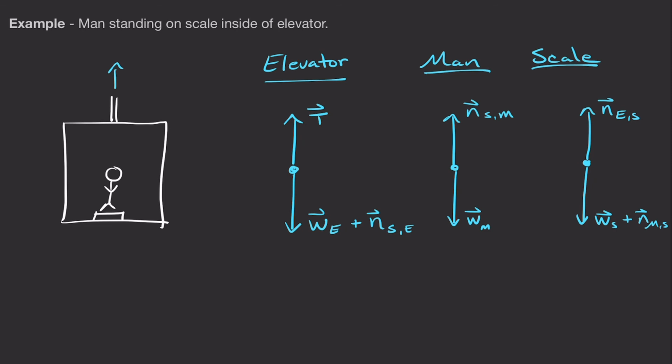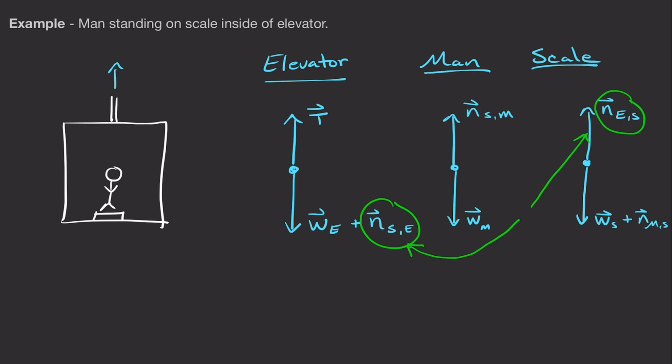So I want you to recognize action-reaction pairs. The normal force of the scale acting on the elevator is a force down, and there's an equal and opposite force up for the normal force of the elevator pushing on the scale. So that is one action-reaction pair.